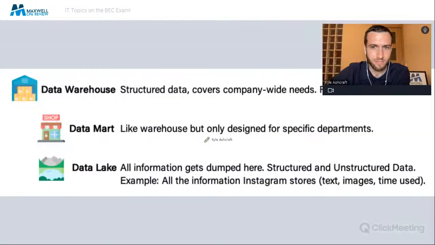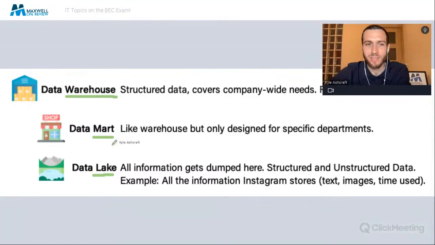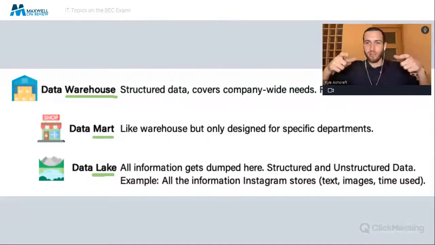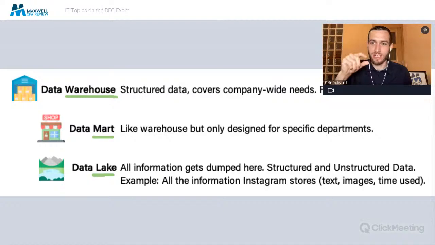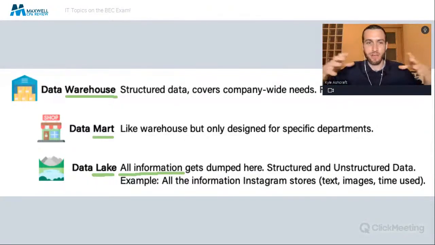So we have these three different storage names. We just need to picture what the name means and try to remember it that way. We're going to have a data lake, a data mart, and a data warehouse. So think about a lake. A lake is very large. It holds a lot of information, right? So a data lake is where all the information is going to be stored, whether it's structured or unstructured. There's enough room in a lake for everything. So it's where everything's going to be stored.